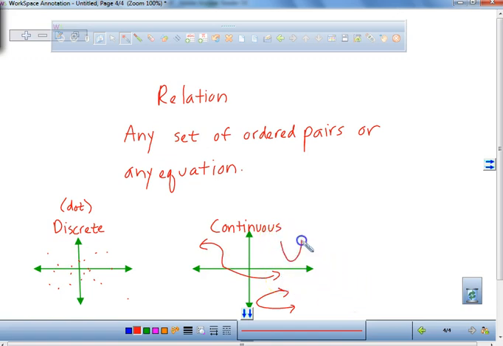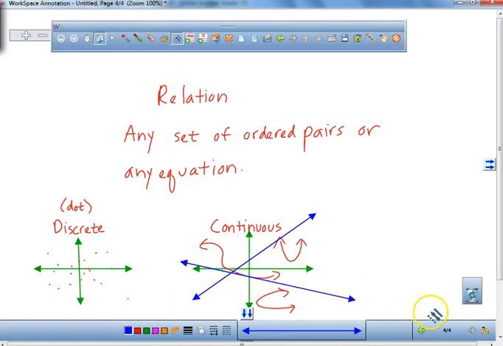Right? So all of these graphs right here are continuous relations. Not all of them are functions. Right? Because each function has what? Each x can only have one y value. Everything's a relation. So when I say what's a relation, what do you say?